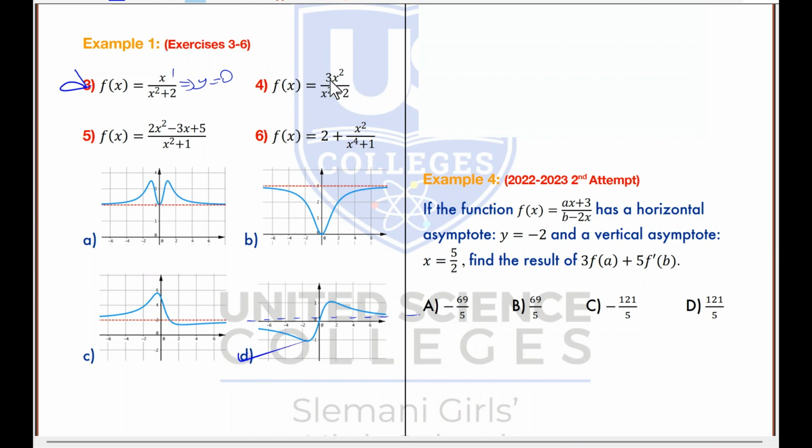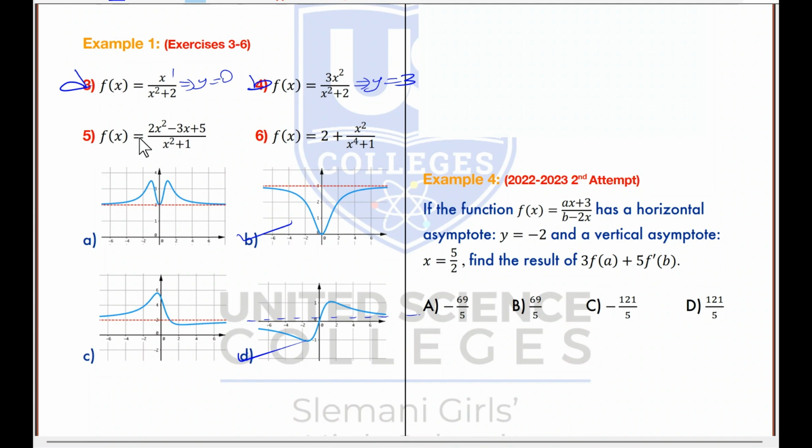Next one, x squared: 2 is the degree of the top, 2 is the degree of the bottom. Degrees are the same, so we just take the ratio of the coefficients, which are 3 at the top, 1 at the bottom. So y equals 3 is the horizontal asymptote for function 4. Y equals 3 here. In option B, we have the same horizontal asymptote. So the answer to the fourth one is B.